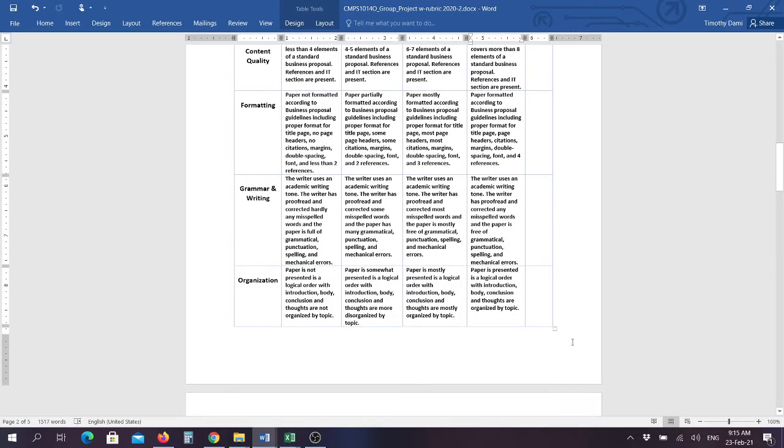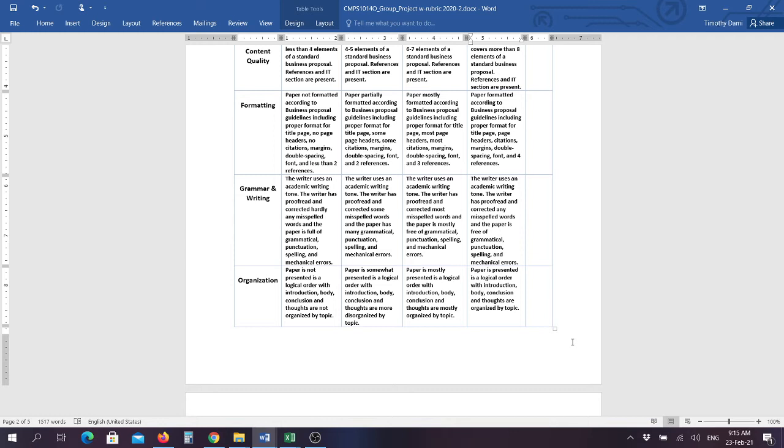Your grammar and writing. The writer uses an academic writing tone. The writer has proofread and corrected any misspelled words, and the paper is free of grammatical, punctuation, spelling, and mechanical errors. So here, it's important that if you do your section of the project within your team, somebody else on your team proofreads it, because if you proofread it yourself, you may not catch the mistakes you made, because you're going to put in the words that you have in your mind, not the ones that are on the paper. So you want to have your team members help you with this.